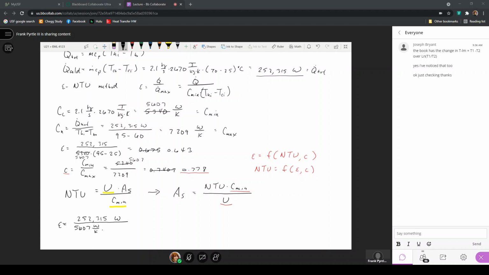Oh, I already calculated that. I thought I calculated this. It's here. The effectiveness is 0.643. So, and just to put the units back here, this is watts in the numerator, and the denominator is 5,607, that's watts per Kelvin times the temperature difference, which would be, this temperature difference is the same in degrees C as it is in Kelvin. So what we're left with is watts divided by watts, which is a unitless quantity that describes the effectiveness.